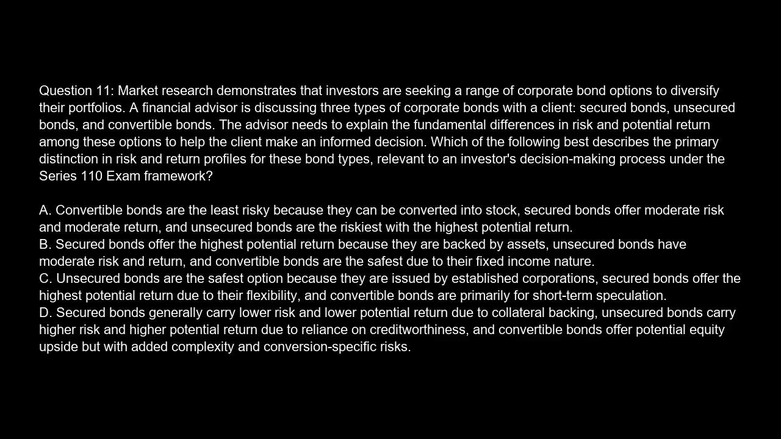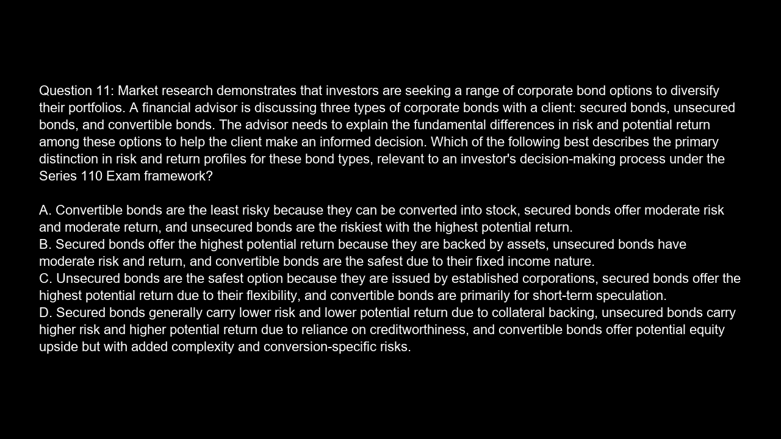Option A. Convertible bonds are the least risky because they can be converted into stock. Secured bonds offer moderate risk and moderate return, and unsecured bonds are the riskiest with the highest potential return. Option B. Secured bonds offer the highest potential return because they are backed by assets. Unsecured bonds have moderate risk and return, and convertible bonds are the safest due to their fixed income nature.